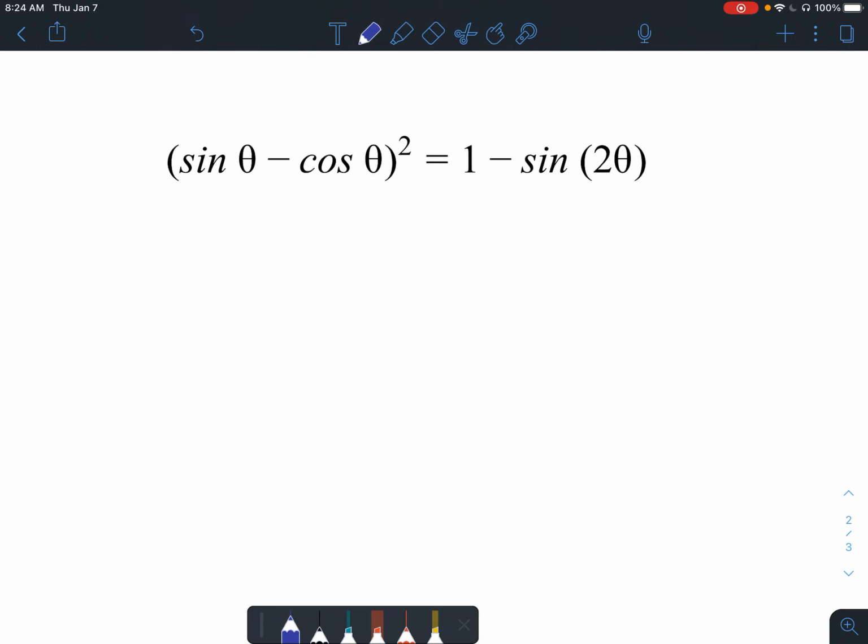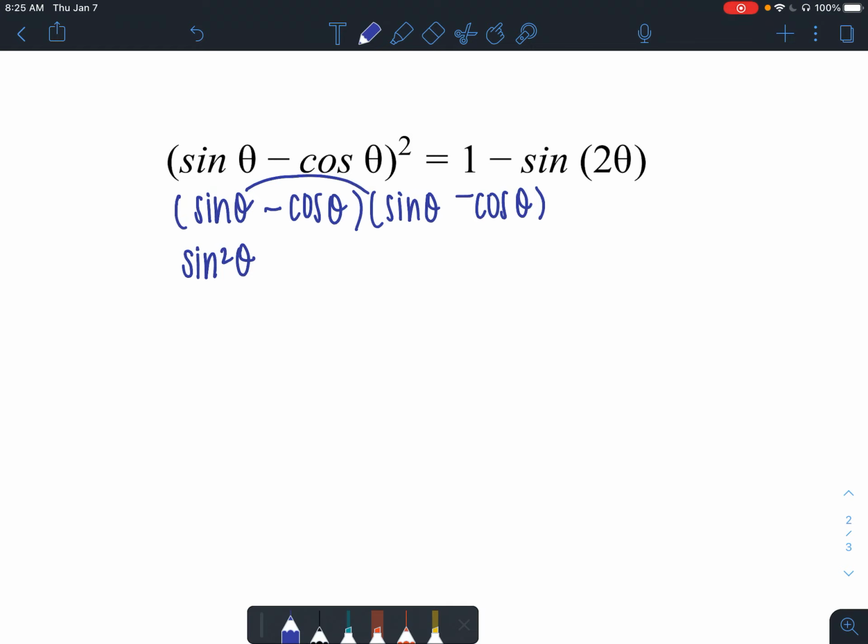So I have sine theta minus cosine theta squared, and I want to get to the right side, which is 1 minus sine of 2 theta. Let's go ahead and work from the right. Or I'm sorry, let's work from the left here. So I'm going to take sine of theta minus cosine theta times sine of theta minus cosine theta and multiply it out. So I get sine squared theta minus sine theta cosine theta.